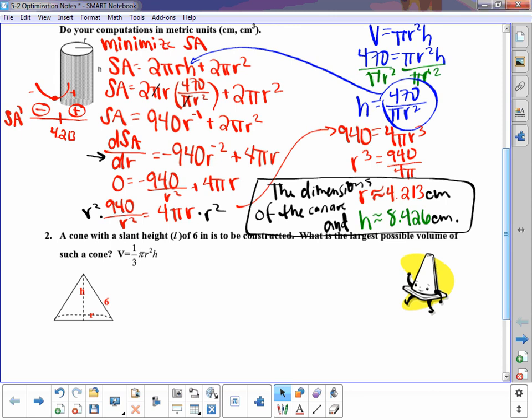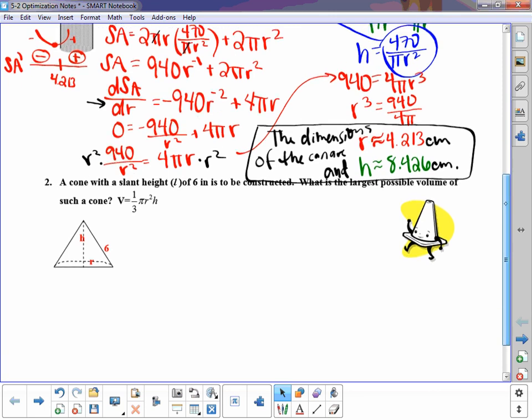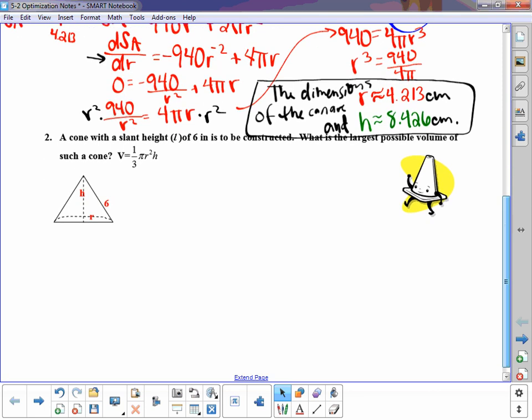Alright, so let's go and take a look at number 2. Again, same idea, different type of problem, and probably, well, not more geometry related, it's still geometry related. So we have a cone with the slant height. What is the slant height on a cone?